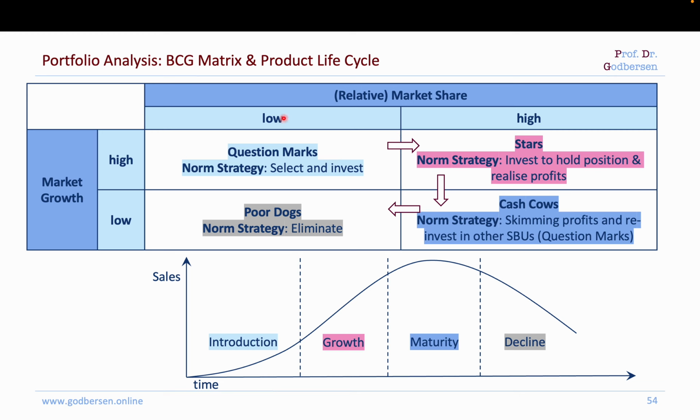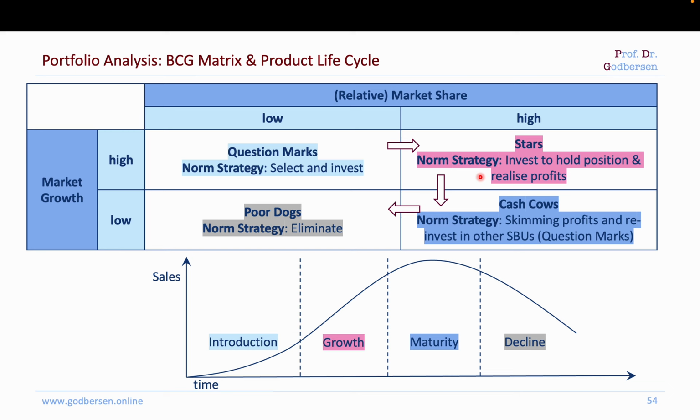We're relatively weak in our market share, in our competitive position, but the market has potential as the market is growing quite highly. There we have to select. We have to say which of these businesses we are actually going for, and then in these businesses you need to invest. Assuming you're successful with this, happy days. You have a top market share, better than your top competitor. The market is still growing. That is a star. So we want to hold our position, and of course we want to make money. So get some profits out.